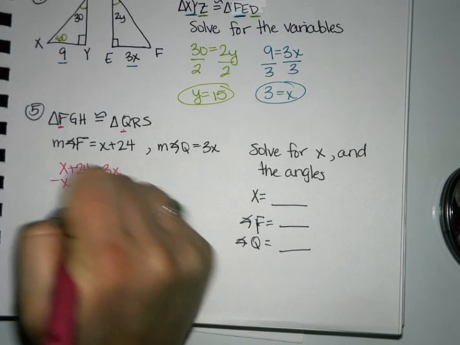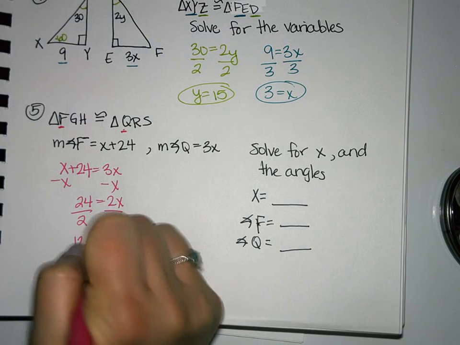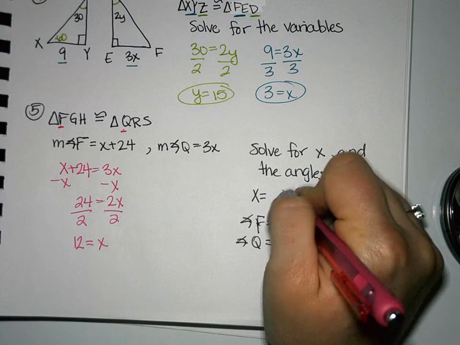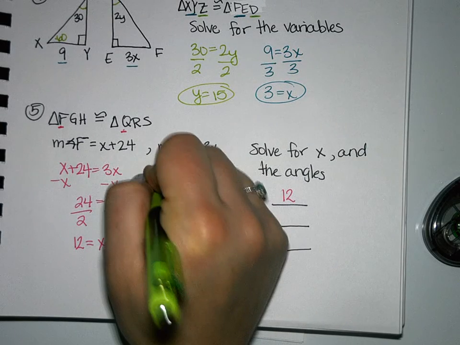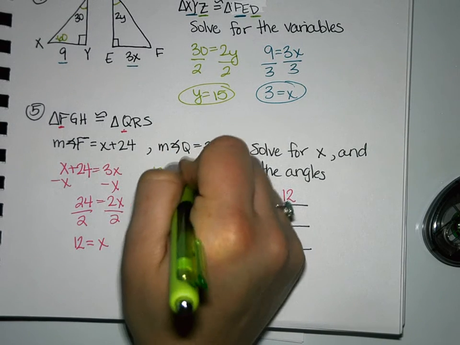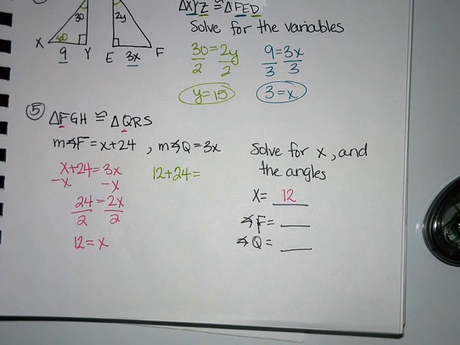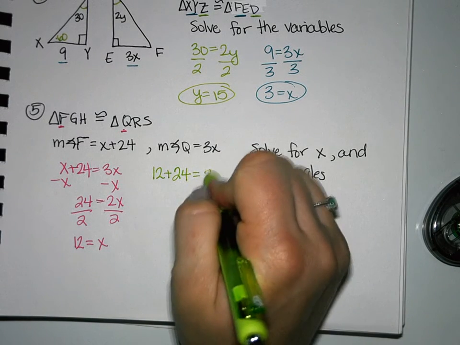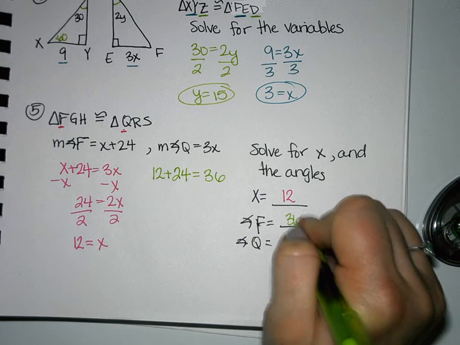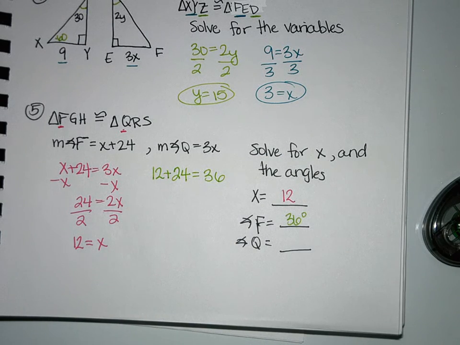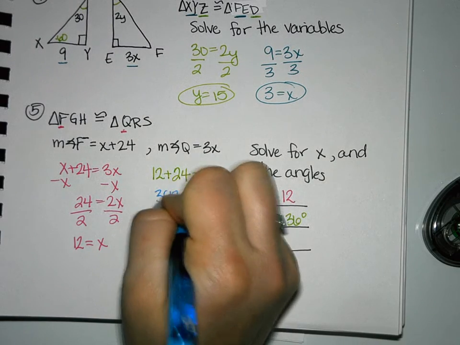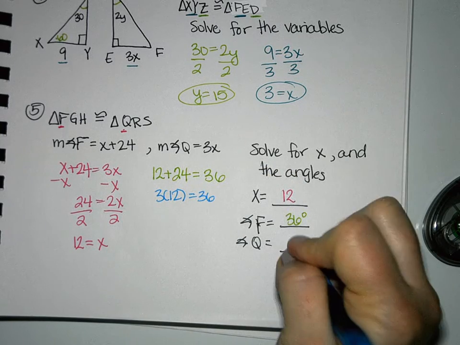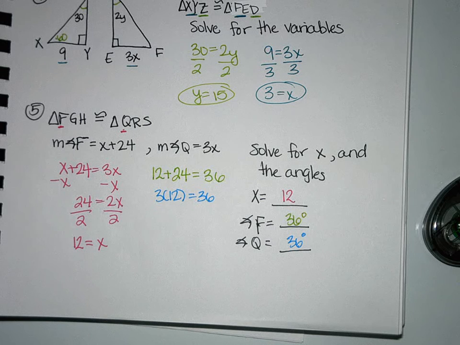And when we do that, we end up with x equals 12. And then to be able to find angle F, we're going to plug 12 in for x. So what is 12 plus 24? 36. And then just to make sure, plug it in for Q. So what's 3 times 12? 36. Should we be getting the same number out? Yes, because according to the congruent statement, they're supposed to be equal.